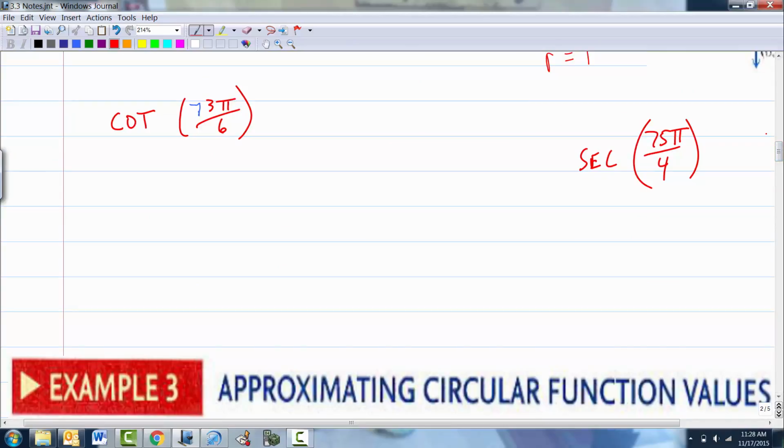All right, now, for those that were struggling on this, and your worksheet had a lot of these, cotangent of 73 pi over 6. First of all, does that reduce at all? Does 73 over 6 reduce? No. So what's the reference angle? What is it instantaneously?